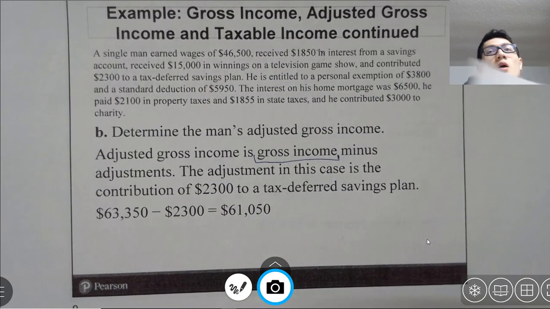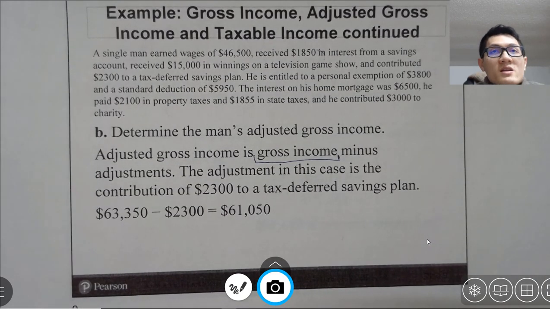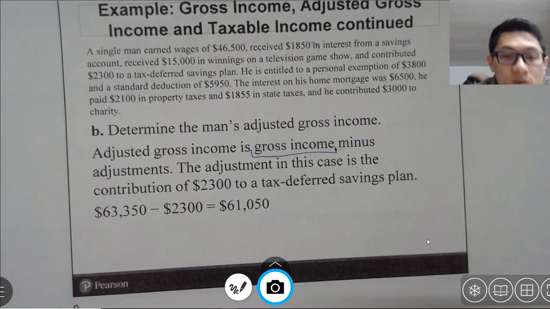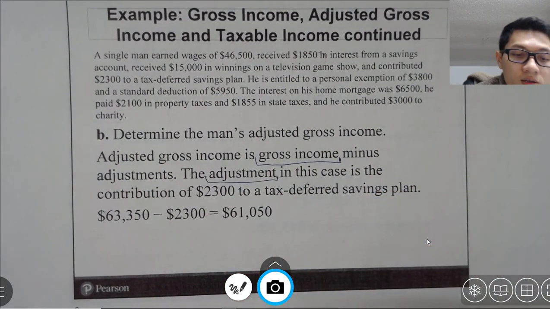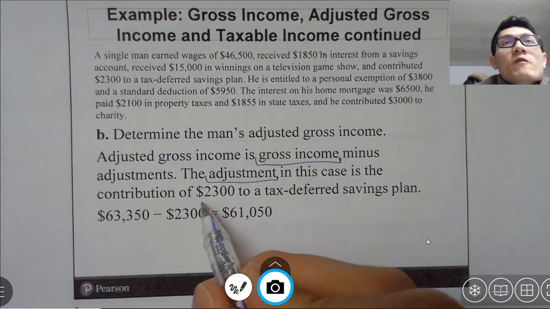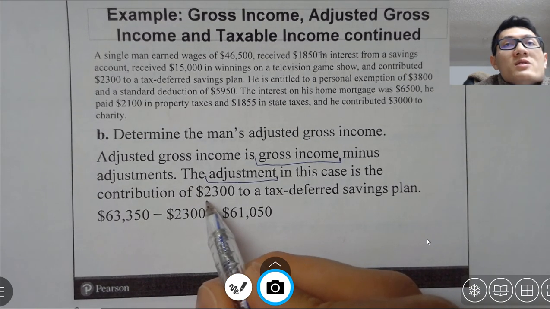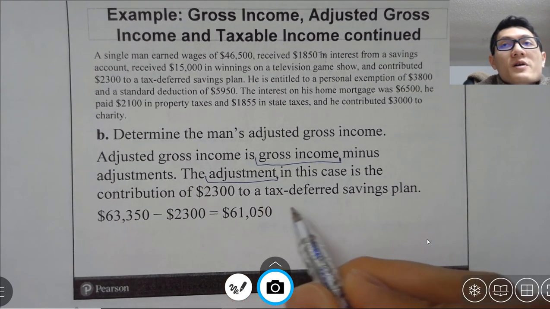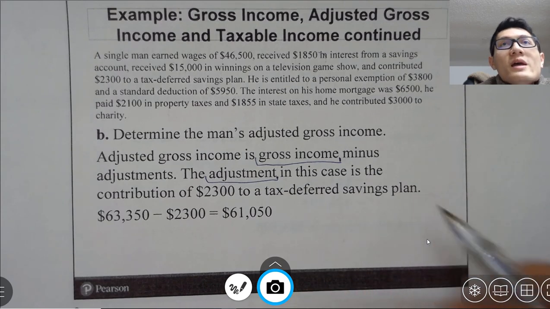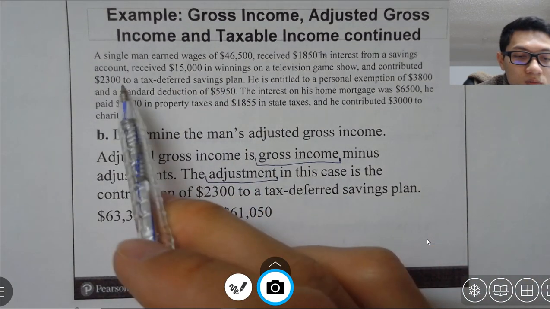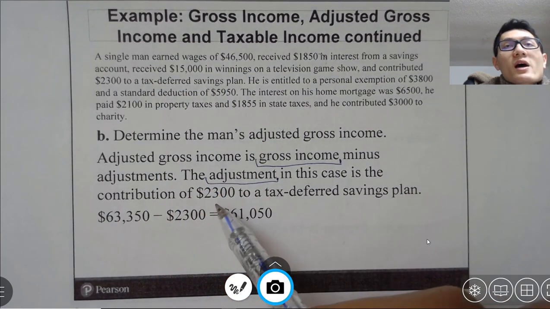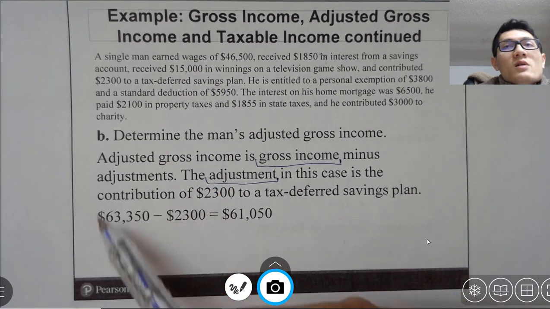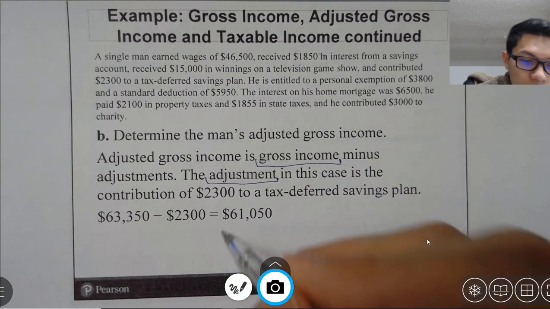So the gross income minus the adjustment. The adjustment in this case, what is it? That is his contribution of $2,300 to a tax deferred savings plan. So we subtract that from his gross income. So this is his adjusted gross income.